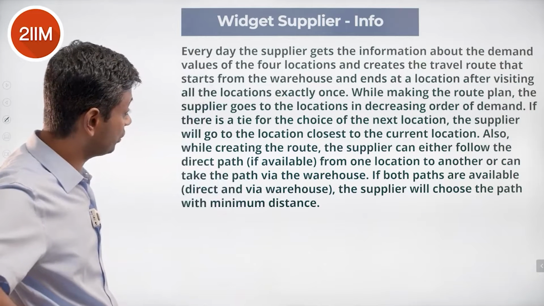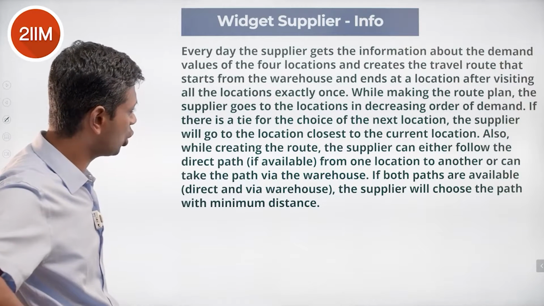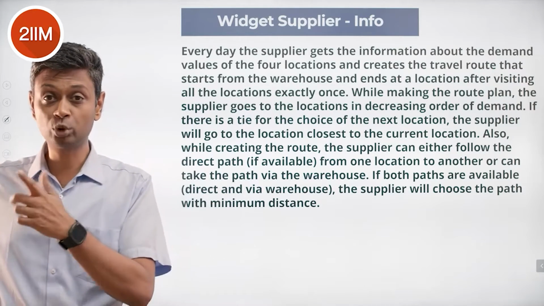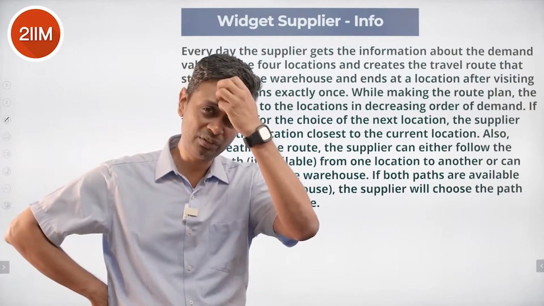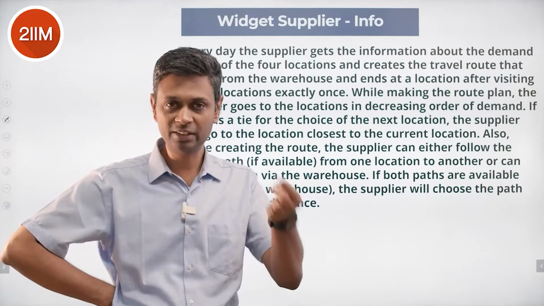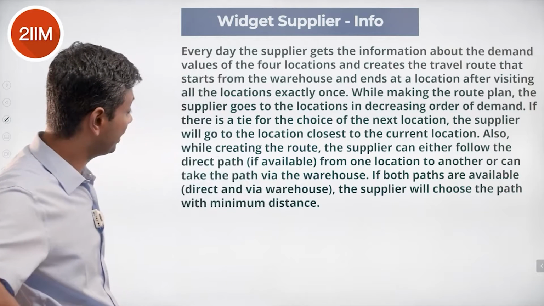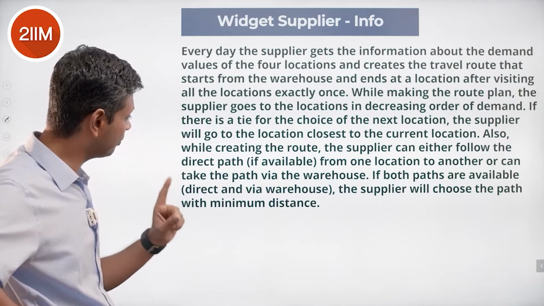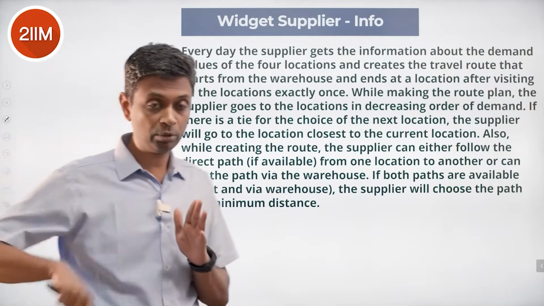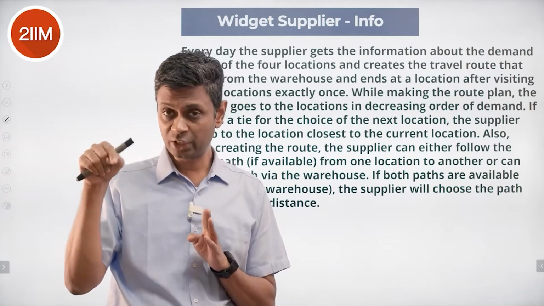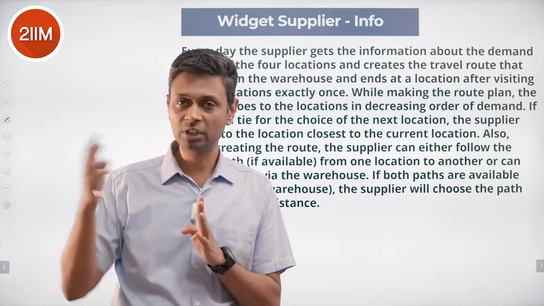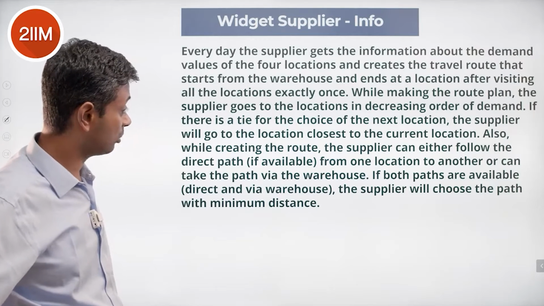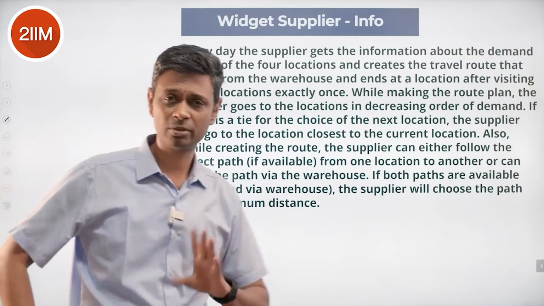If there is a tie for the choice of the next location, the supplier will go to the location closest to the current location. Understandable. I go from A, I have a choice of going to C and B, both are equal. I'll go to the one which is nearer. If the demand is same, demand is my first criteria, then proximity. Also, while creating the route, the supplier can either follow the direct path from one location to another or can take the path via the warehouse. So, from W, I can go to A. From A, I can go directly to B or A, W, B if that is shorter. If both paths are available, direct and via warehouse, the supplier will choose the path with minimum distance.